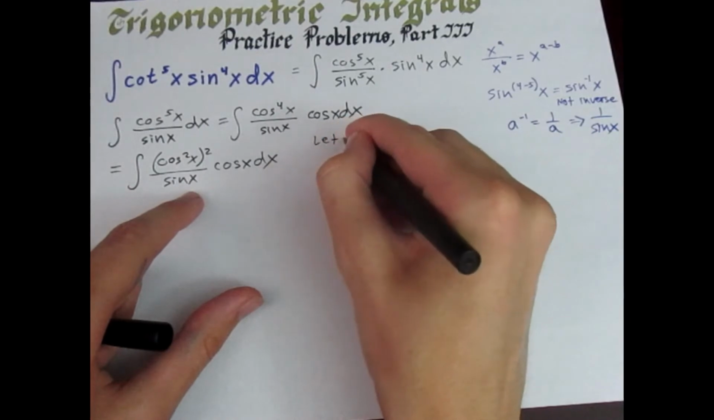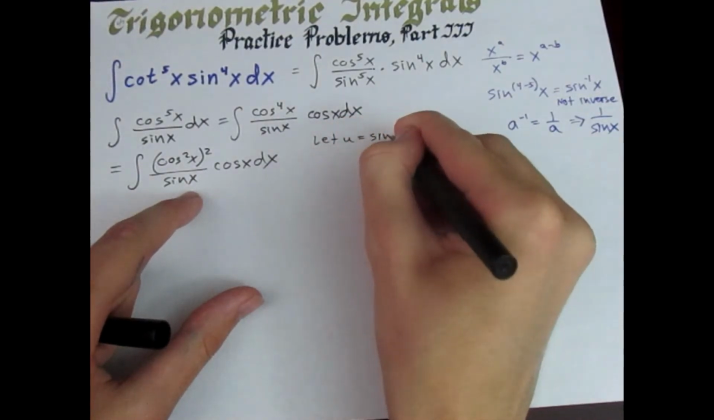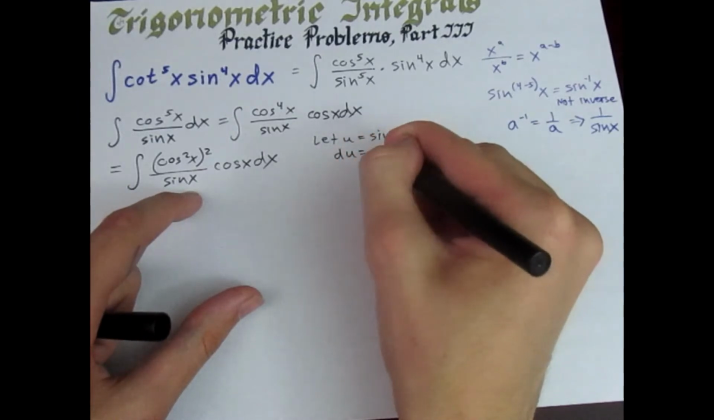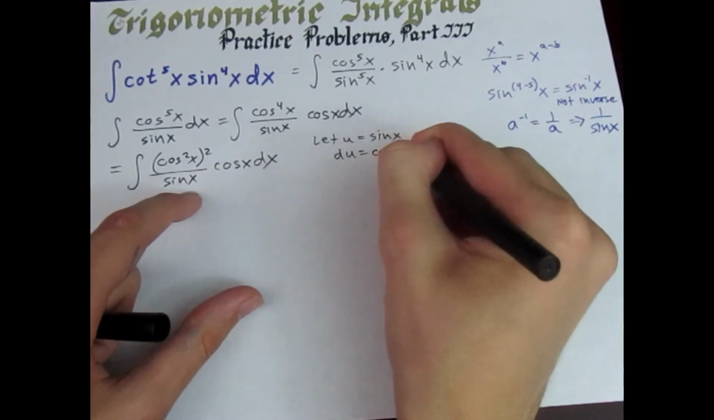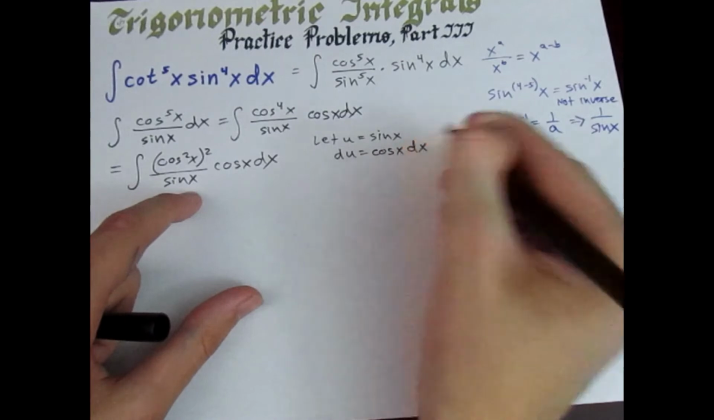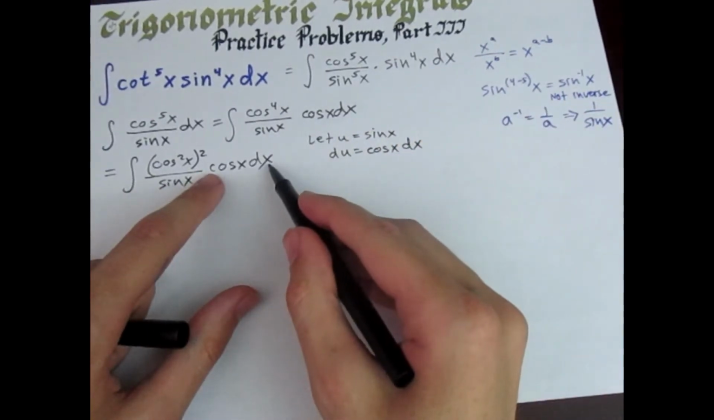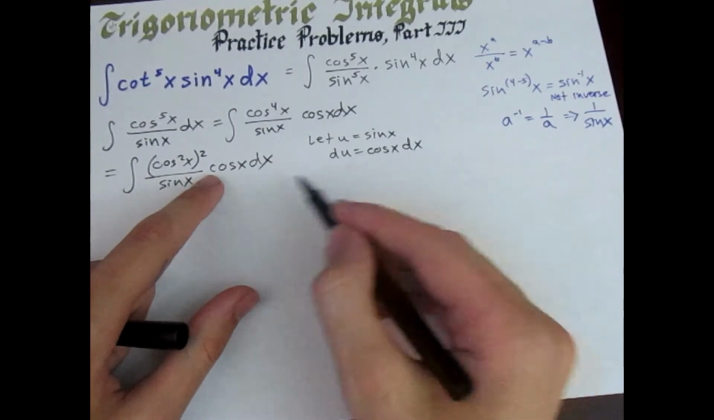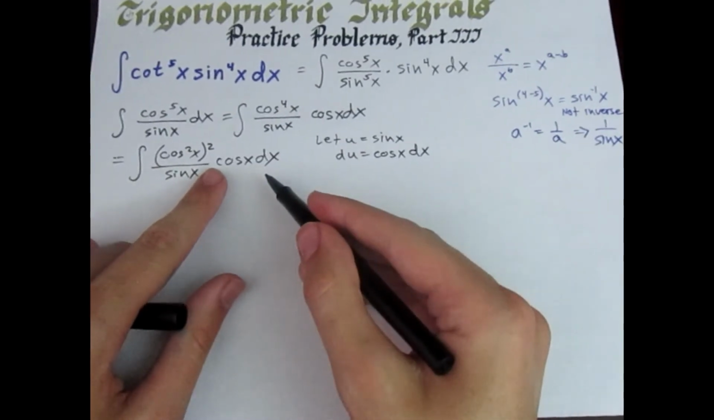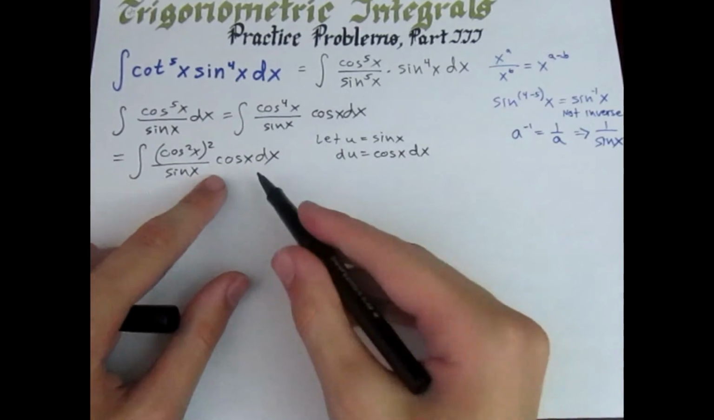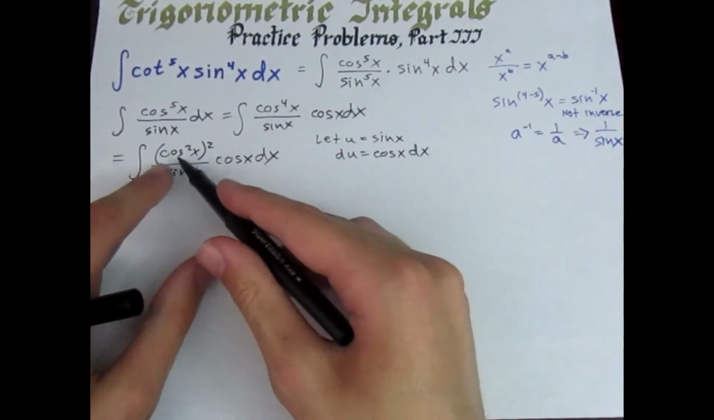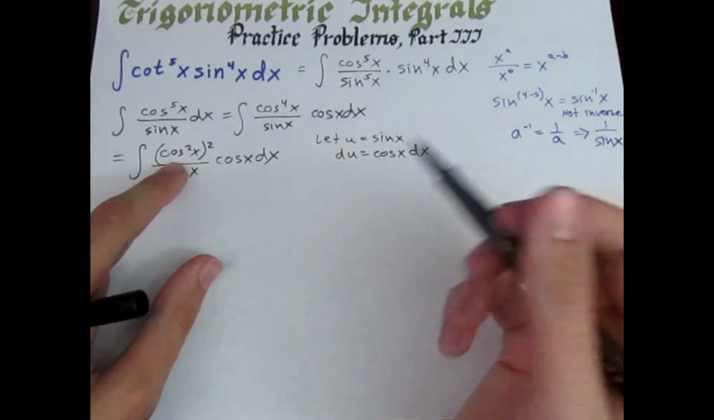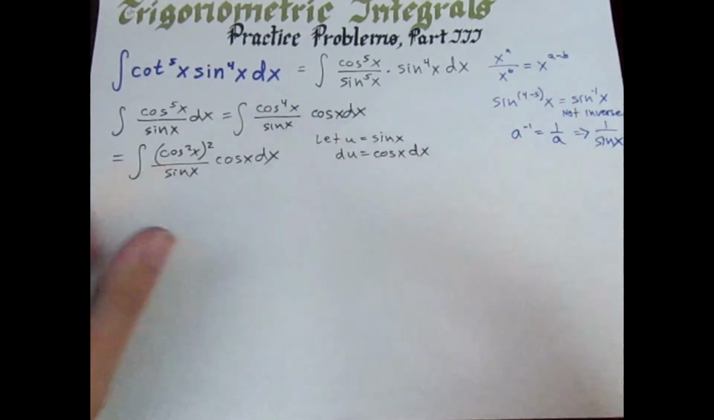So if we let u equal sine of x, then du equals the derivative of sine of x, which is cosine of x. And don't forget the dx. Well, we have cosine of x dx right here, so we could substitute that in for du. Okay. However, we have a cosine squared x right here. That's not really a big deal. We could use the Pythagorean identity.